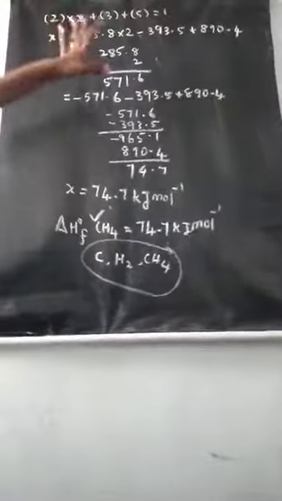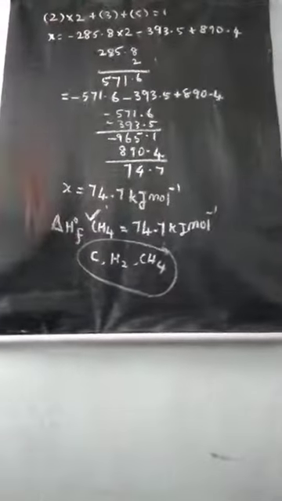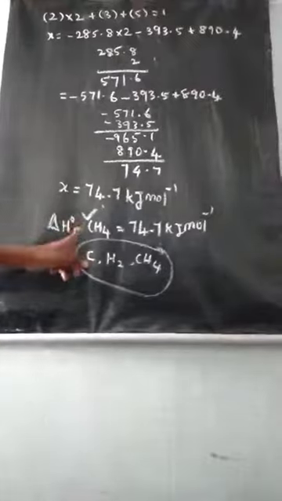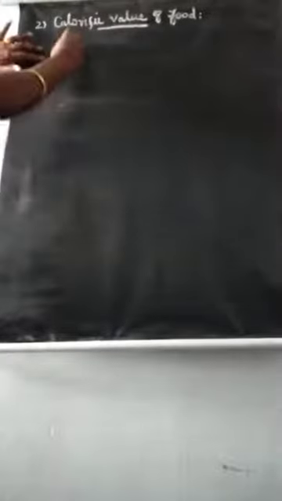So this is the first application. Applications of heat of combustion. Your first application is calculation of heat of formation. Understand this? Okay, now see the second application: calorific value of food. What is meant by calorific value? Calorific value is defined as the amount of heat produced in calories.